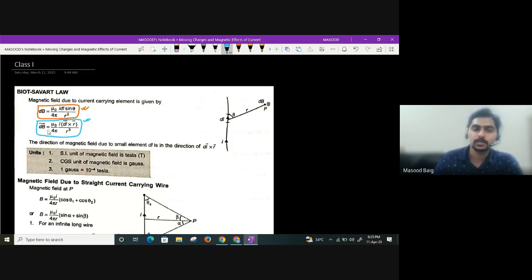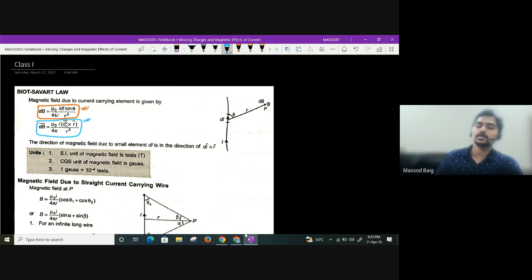Or if you want to write it in vector form, it is mu naught by 4 pi I into dl bar cross r bar divided by r cube. Last year, based on this vector form, you got one statement, Biot-Savart's law statement again. So mu naught by 4 pi I into dl bar cross r bar divided by r cube will be the magnetic field due to the current carrying element.